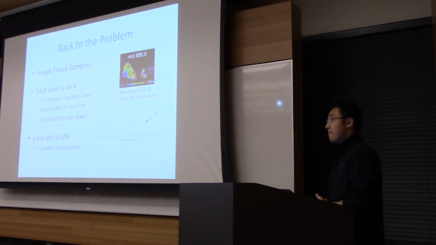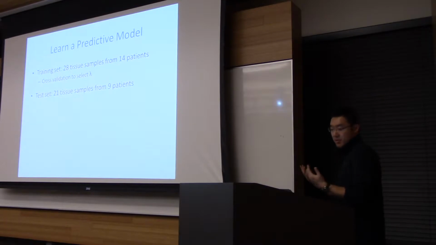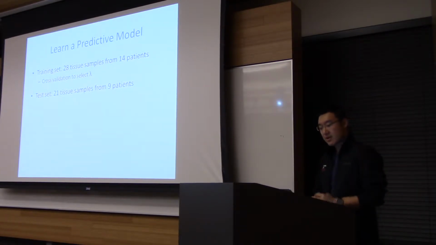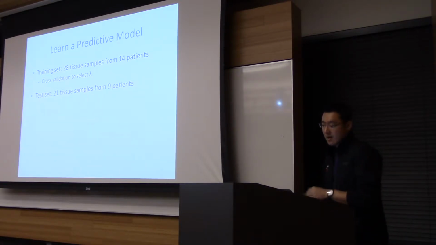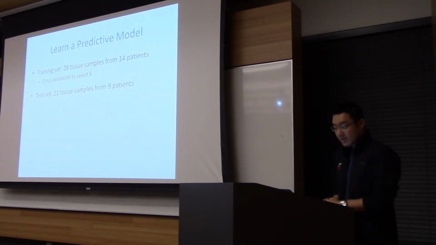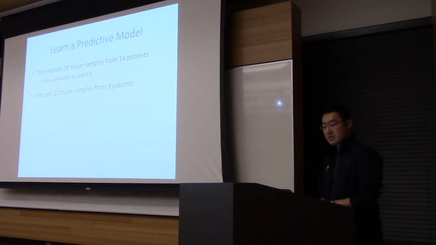Any questions on that? Okay. So then we'll just learn a predictive model, right? So for this particular study, they collected a training set of 28 tissue samples from 14 patients. They did the standard cross-validation type of procedure. And then the test set is 21 tissue samples from 9 patients. The patients do not overlap with each other between training and test set.